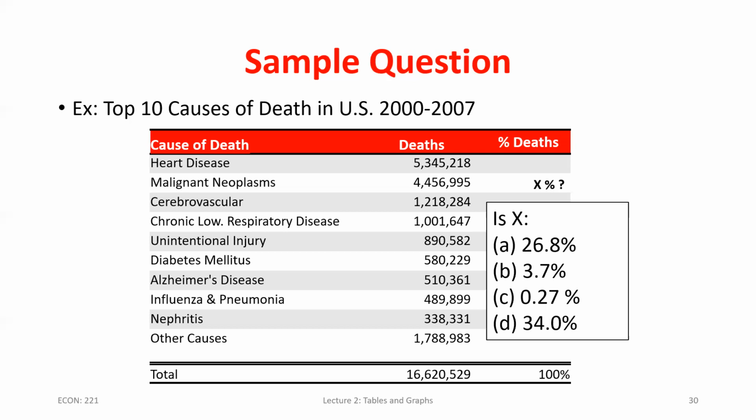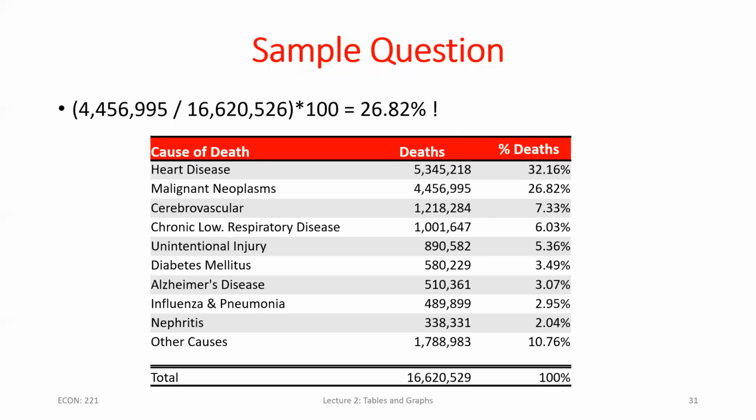You would do the actual work, and hopefully you would choose the right answer. And I could do this for any cause of death here. Just take the frequency, divide it by the total number of observations, and then multiply it by 100.